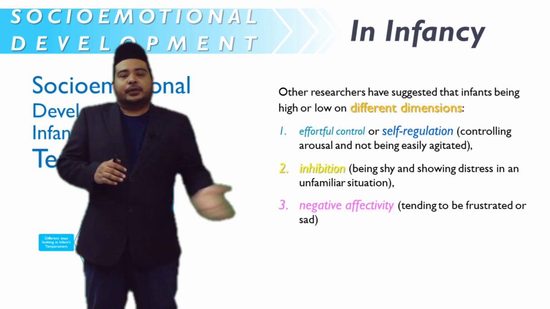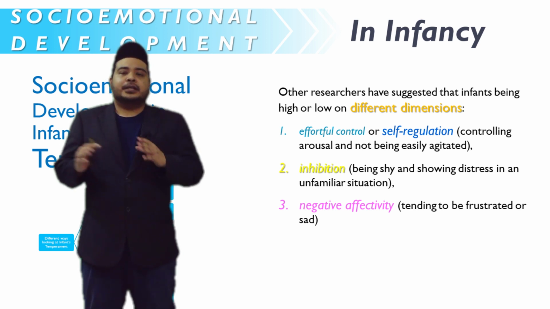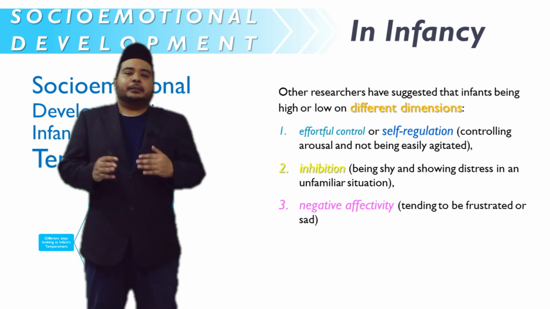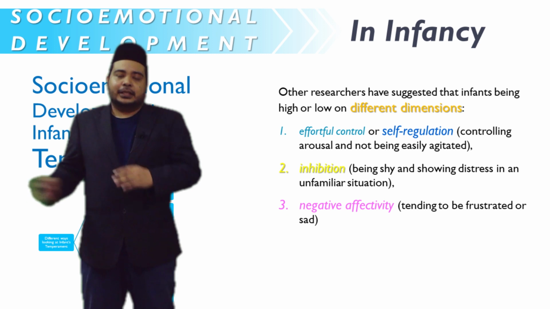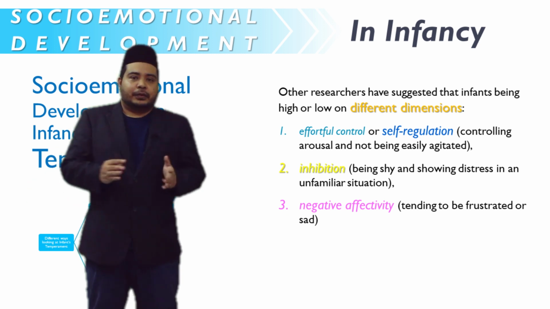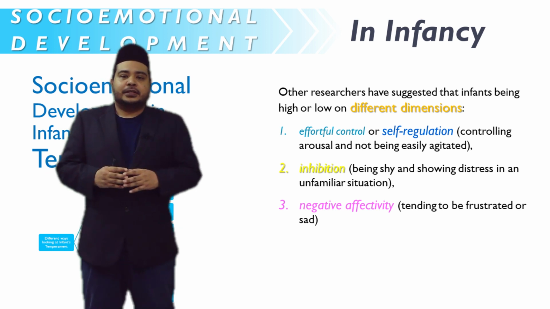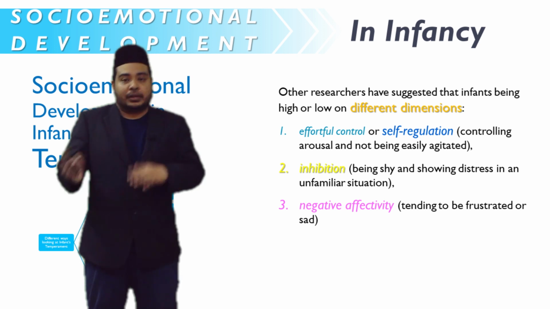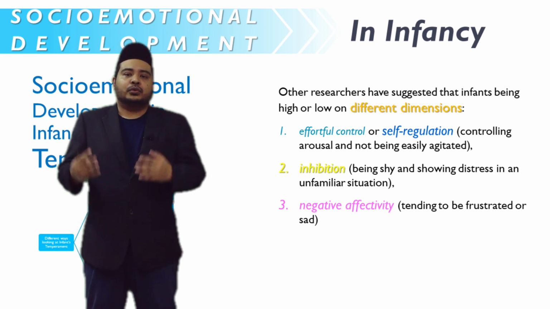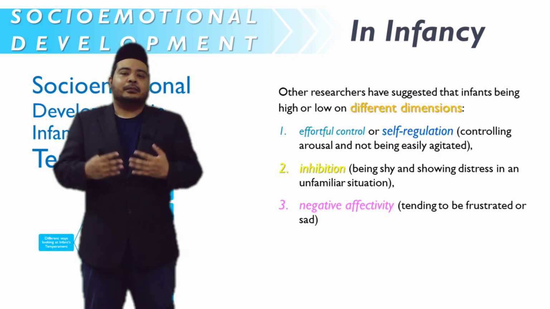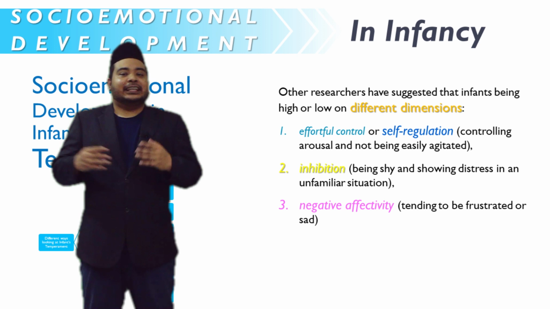Okay, like I mentioned before, another perspective that researchers look into for infant temperament is based on different dimensions. What is meant by degrees or different dimensions here? For each dimension that we are going to discuss after this, they look into whether the infants are high or low on it. For example, the first dimension is effortful control or self-regulation. In this perspective, researchers look at how infants control their arousal, and how they are not easily agitated, easily provoked, or easily angered.